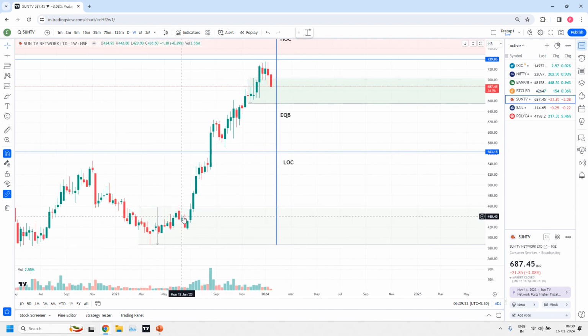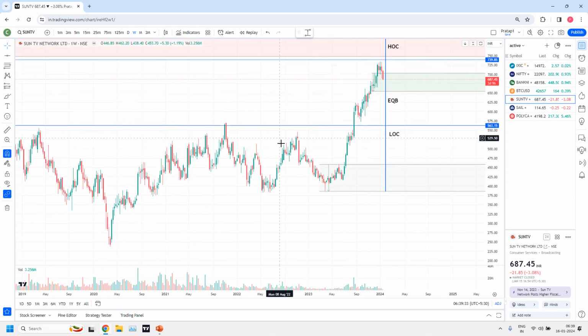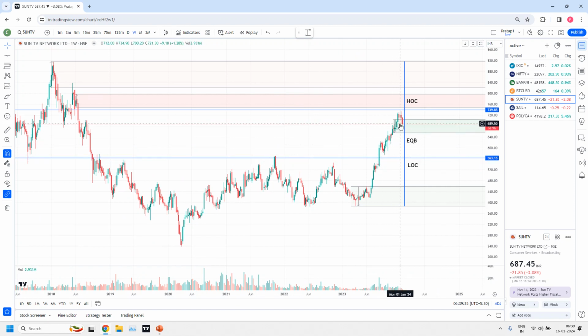Drop, base, drop. So this supply zone is violated. We have again a drop, base, drop, this supply zone. We have a rally, base, drop, this supply zone. So like that several supply zones are violated. That means at present the weekly trend is an uptrend. So the monthly trend is an uptrend, and the weekly trend is also an uptrend. So obviously it is a bullish setup.